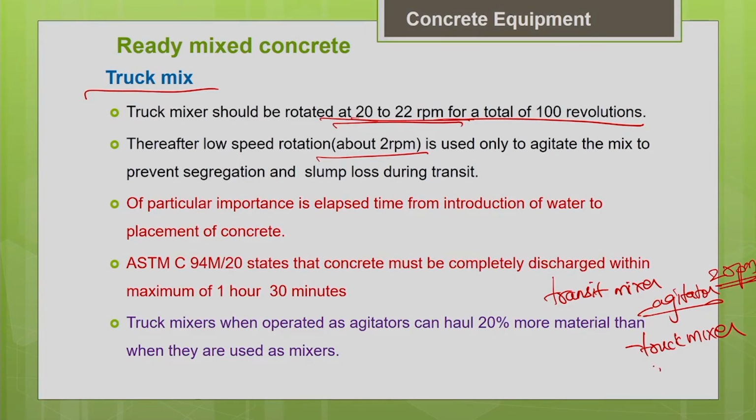But if you are going to prepare the concrete only inside the truck, you have to rotate at a speed of 22 rpm for 100 revolutions, okay. So that is the manufacturer recommendation, to get a homogeneous mix. So generally, when you use a transit mixer as an agitator, I can use more capacity of the truck than when I use it for preparing the concrete, okay.